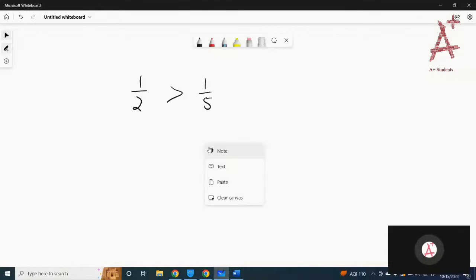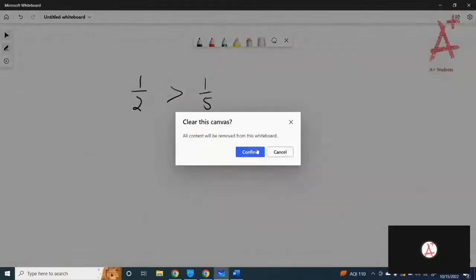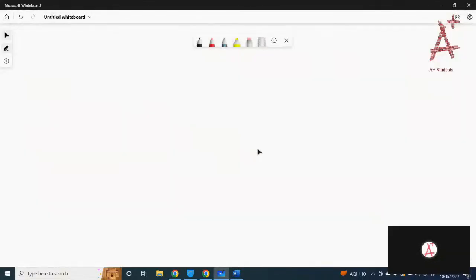Okay, the next one is 4 by 5 and 7 by 10. First, you have to make their denominator the same. Here you have 10, so use 10 as a common denominator. So for this one, 5 times what number makes 10? 5 times 2 makes 10. Got it?